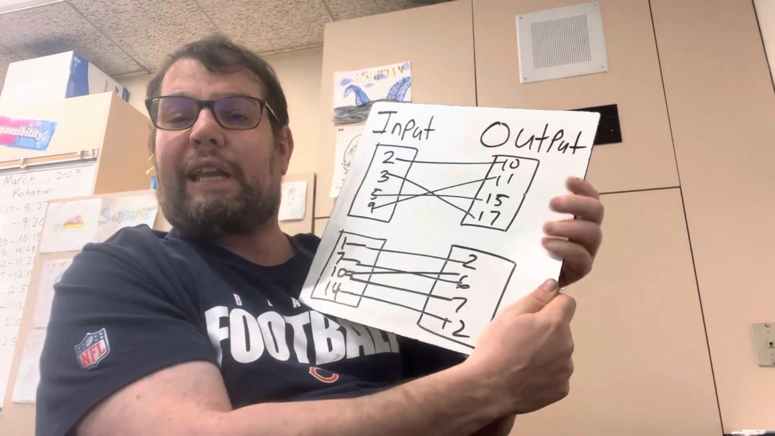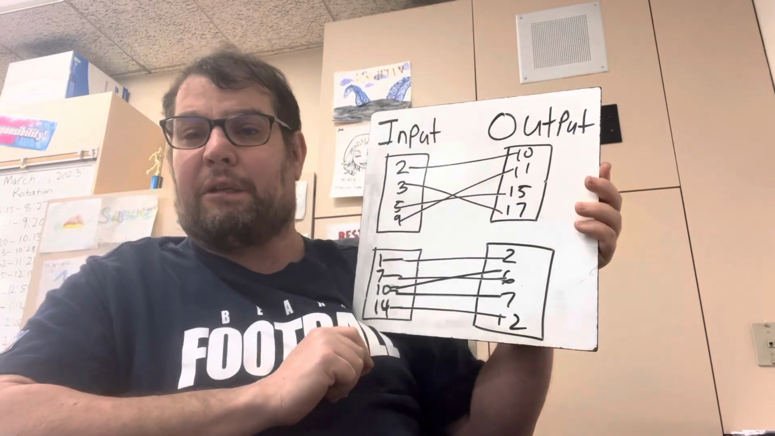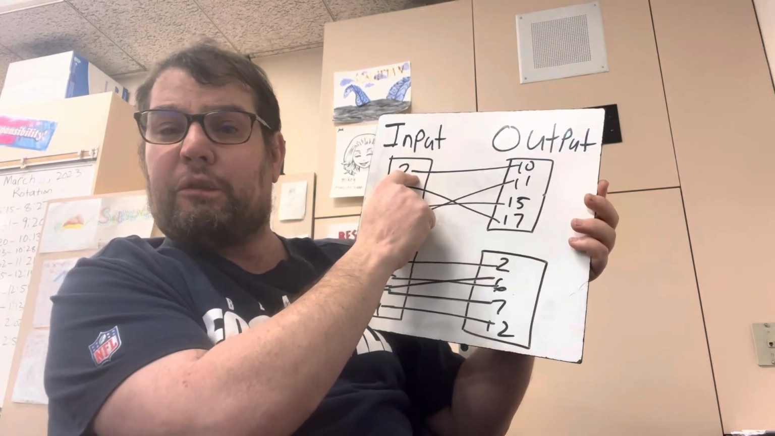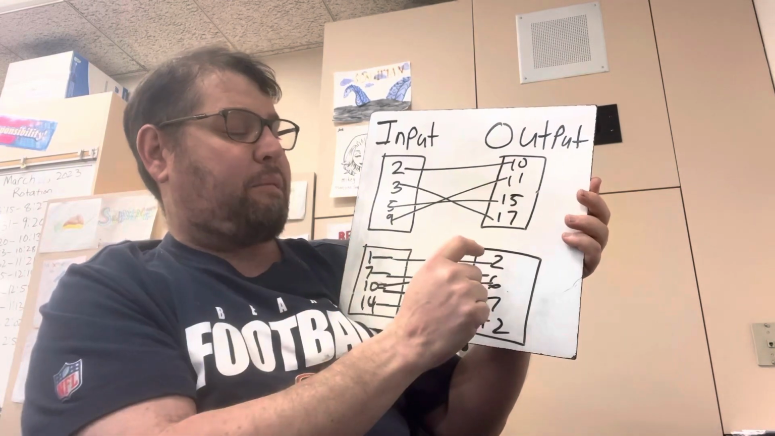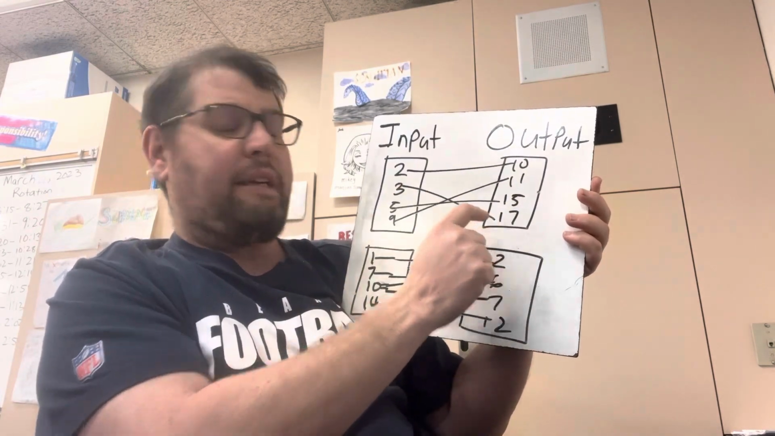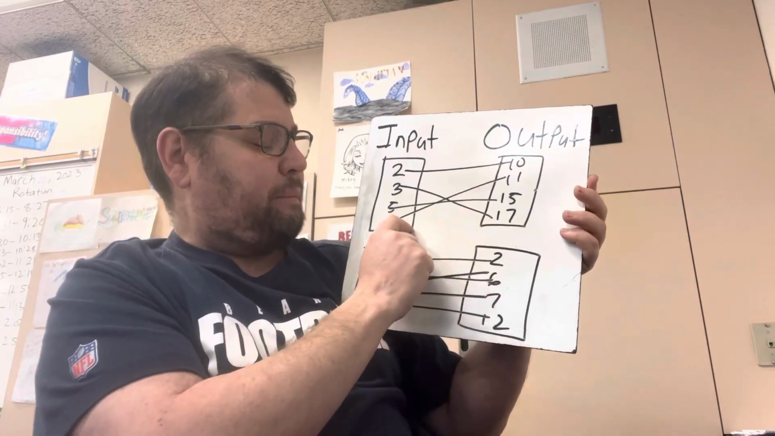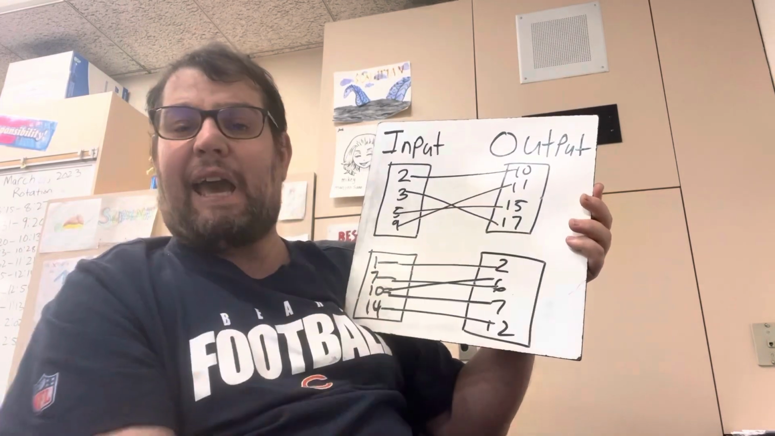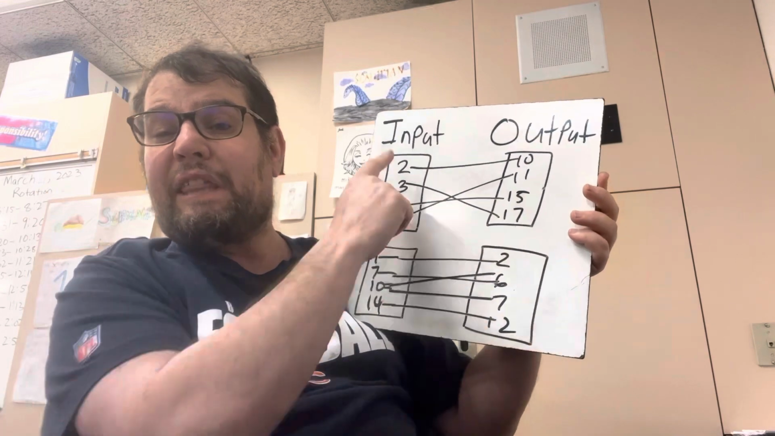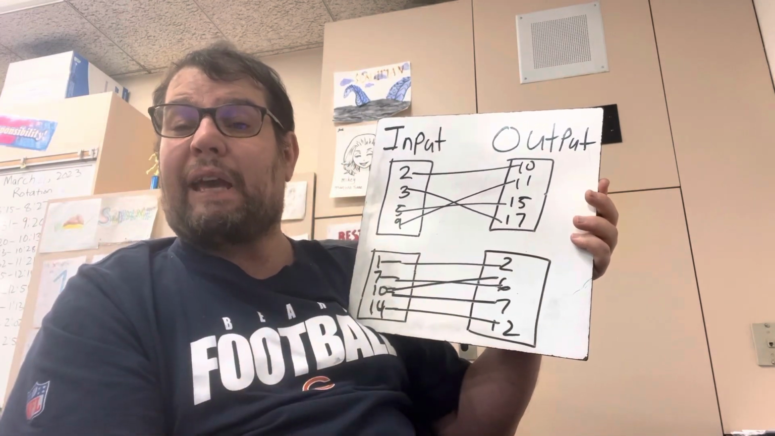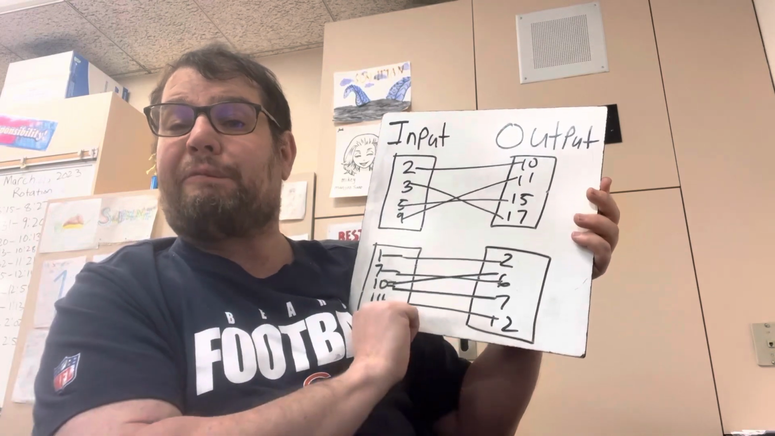Another way that they might have you look at it is input-output tables. And the input-output table is saying that this is a 2 and 10 comes out. And this is a 3 and 17 comes out. And this is a 5 and 11 comes out. And this is a 9 and 11 comes out. They all have different numbers. They all only have one answer, so that would be a function.